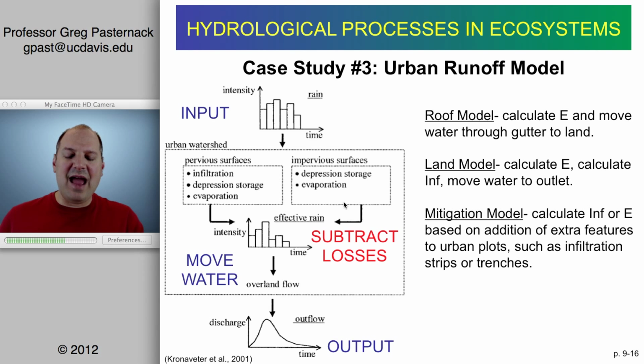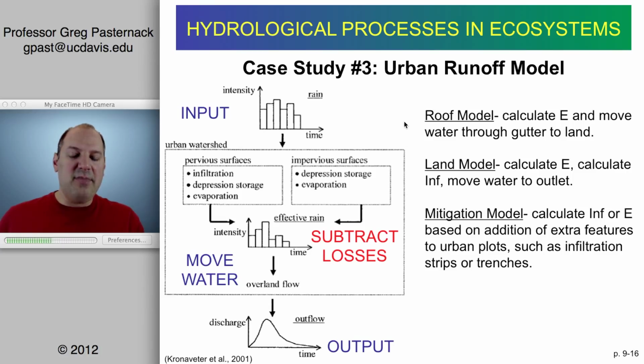After you subtract out that water from the initial rainfall, you have what's left, like a residual, which sometimes we've called rainfall excess. Here they're calling it effective rainfall, but it essentially is the runoff. It's the water that comes out of that plot, and then you have to move that water as overland flow, ultimately producing a discharge hydrograph.